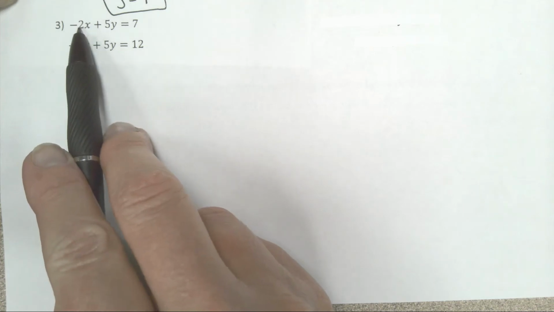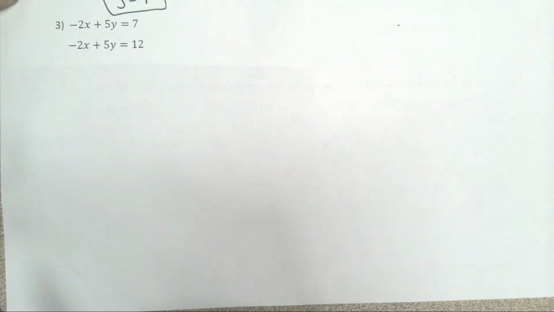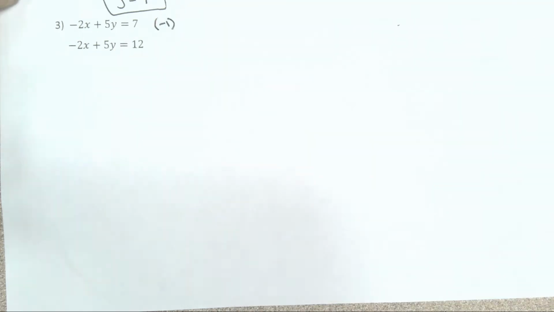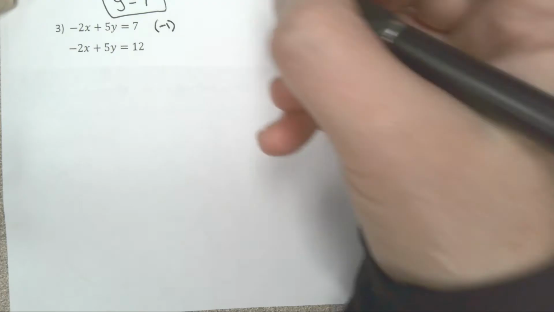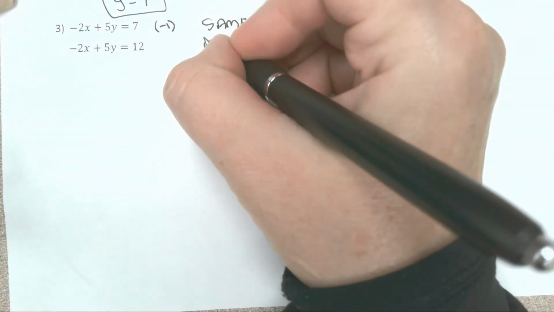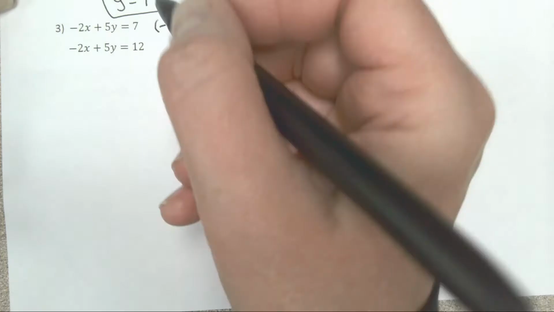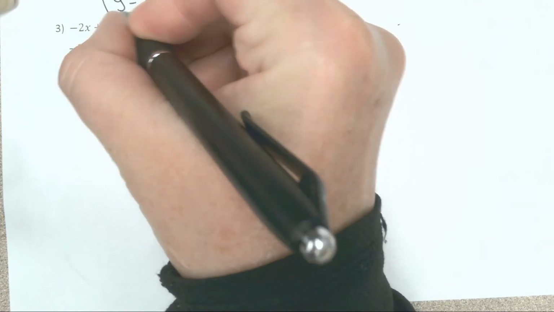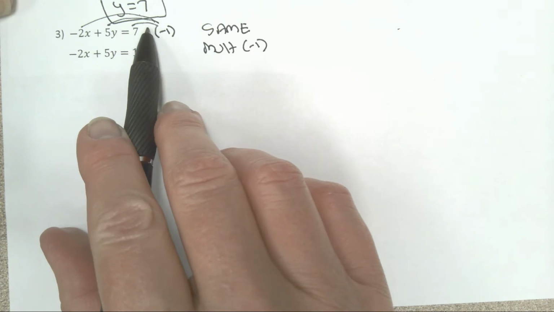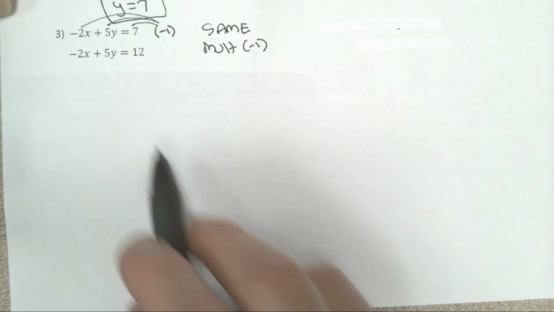So if I add down, this would add up to -4x. So we have to have opposites. So generally, when you have the same, you want to multiply one of your equations by -1. So when you have the same, you're going to multiply by -1. That's how we're going to get opposites. When I multiply, you're going to have to make sure you multiply all three terms by -1. That's the only way to keep your equation in balance.